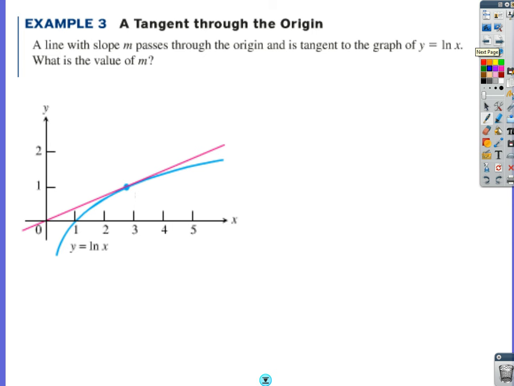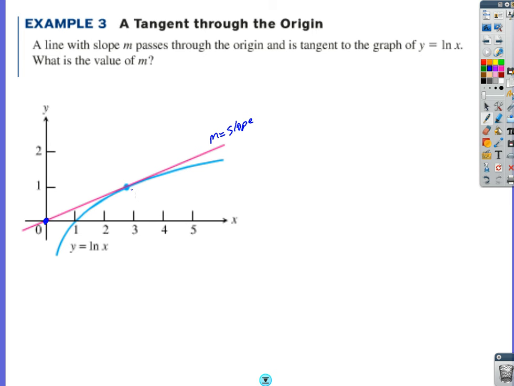We've always been asked in the past, here's a point, find me the slope of the tangent line, find me the equation of the tangent line. But in this one it says a line with a slope m, so my slope here is m. That's the slope of that line. It passes through the origin and is tangent to ln of x. What is the value of m? Whoa.